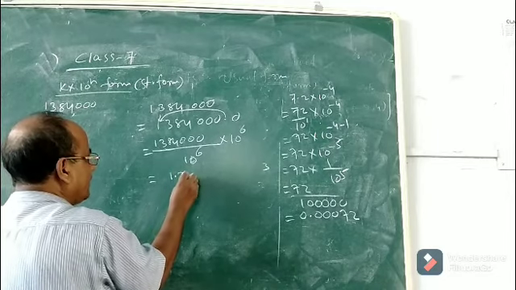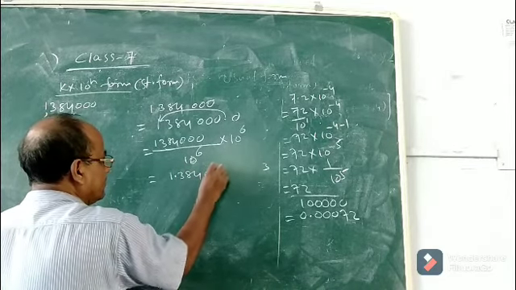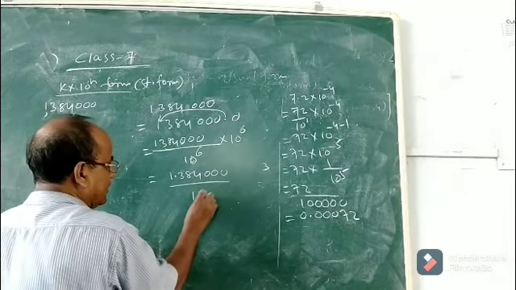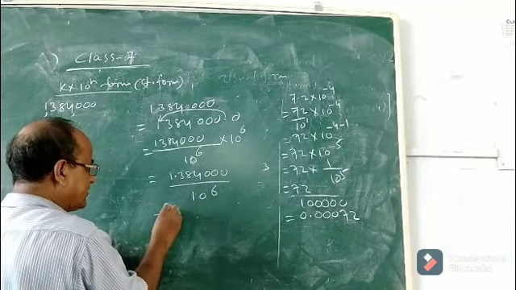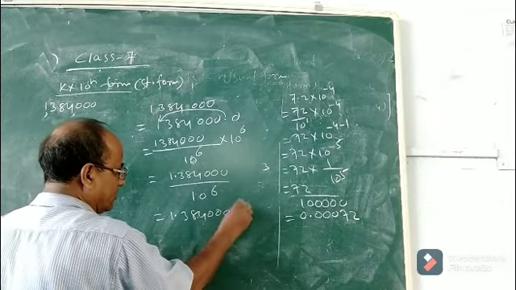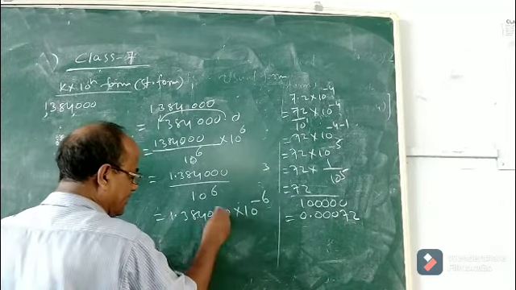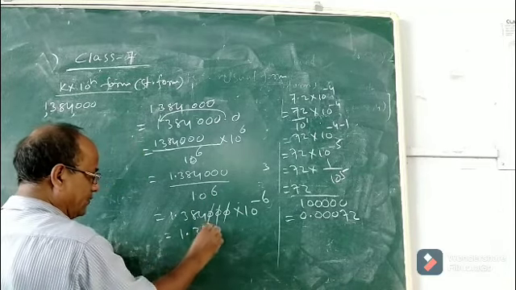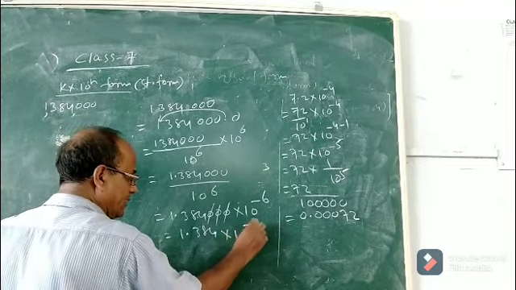The result will be 1.384000. Okay, the point just came here, divided by 10 to the power 6. Now check it, 1.384000 into 10 to the power minus 6. These 3 zeros have no value, so it is 1.384 into 10 to the power minus 6.